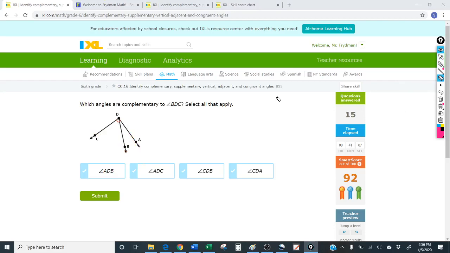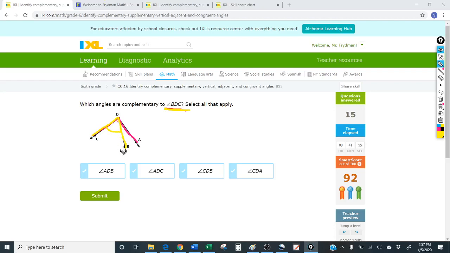Alrighty. Which angles are complementary to angle BDC? All right. Well, good thing they gave me this little symbol here, which tells me that this angle here is a right angle. I know that because I see this little symbol here. Now, angle BDC is this angle right over here.